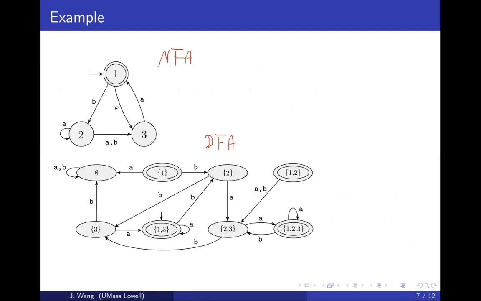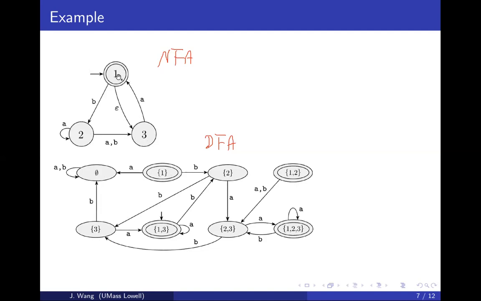So we first look at all possible states, all possible subsets of states. There are 8 of them. So we have the empty set. We have the singletons 1, 2, 3.